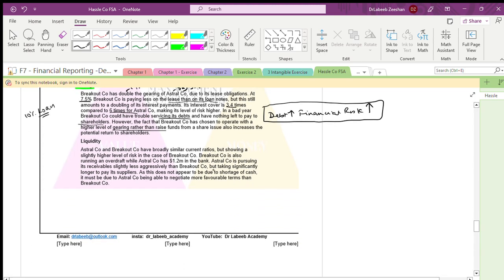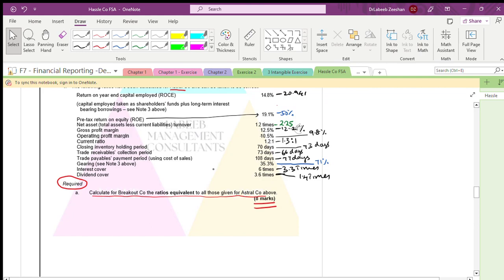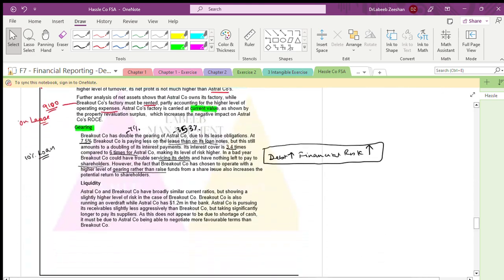Now, liquidity, what happens? See the thing. How much is the liquidity, the current ratio? Go through it. How much have we calculated? 1.2 is to 1, 1.3 is to 1. I will write here 1.2 is to 1, 1.3 is to 1. They have a broadly similar current ratio but showing a slightly higher level of risk in the case of Breakout.